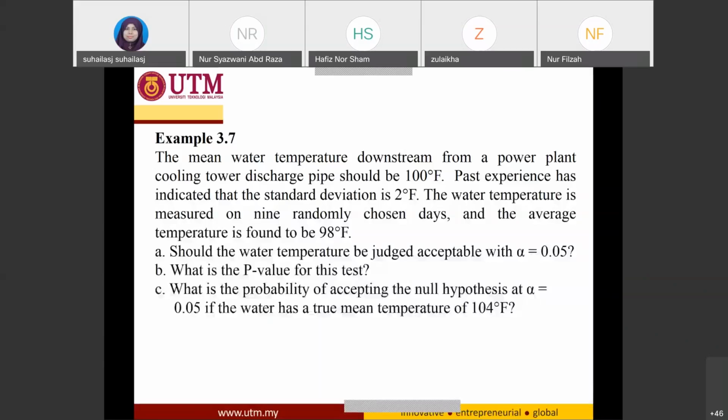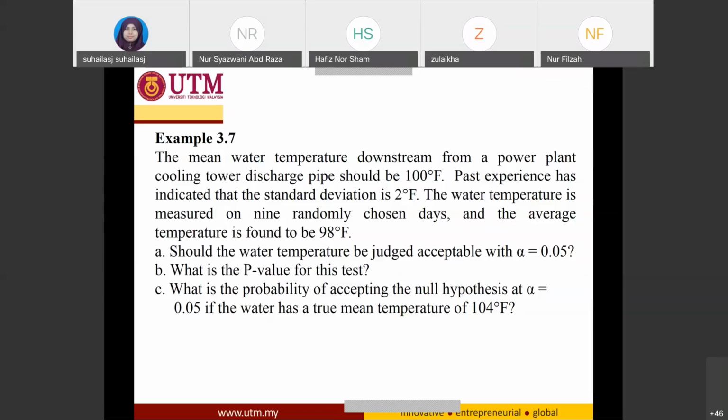Last one, okay. Example 3.7. Kita settlekan ni and then that's it lah for today. Okay, this one, cuba kamu baca dulu soalan. Inform saya, case apa? Sebelum kita tengok one-sided ke two-sided ke, check dulu case apa soalan ni. Okay, betul Hafiz, case 1.